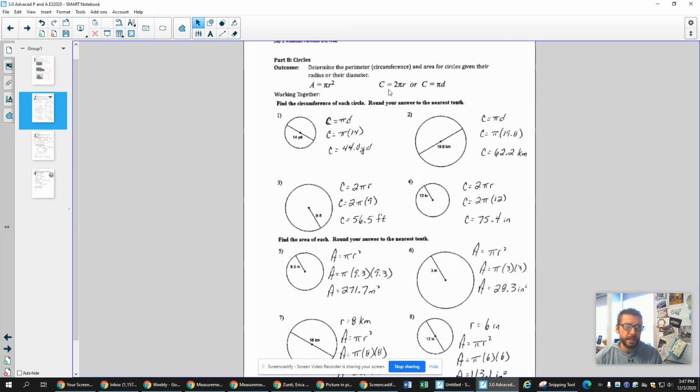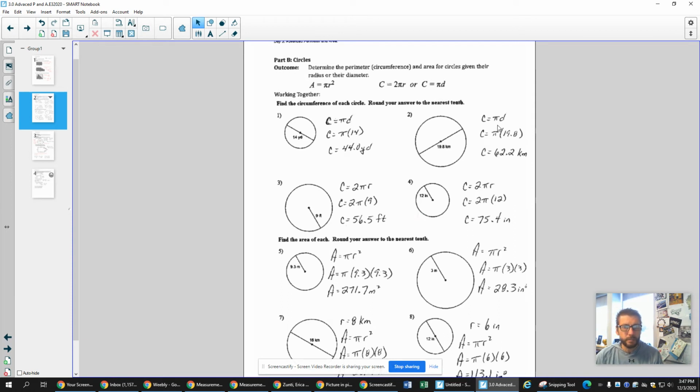So if you know the radius, you should use the 2 pi r formula. If you know the diameter, you should use the pi times diameter formula. So the first 2 examples we have here, we're given diameter. Diameter all the way across through the middle is 14. So I have 14 times pi. And ideally, you're going to use the pi button on your calculator. You're not going to use 3.14.